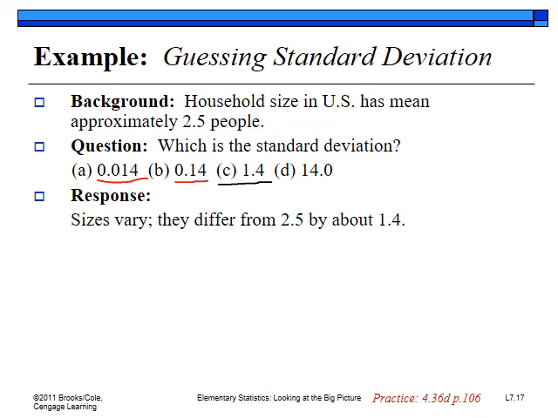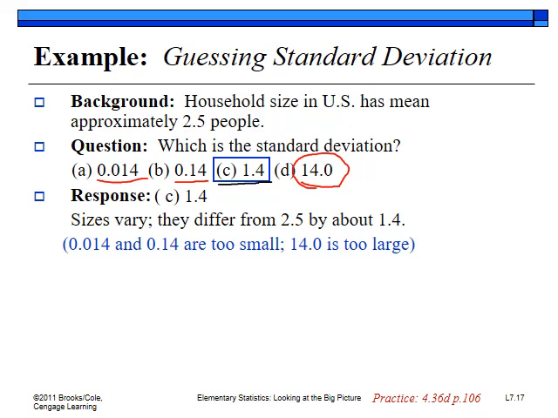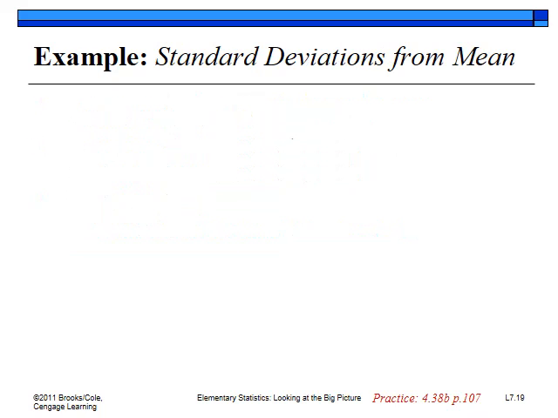We have the same problem with 0.14. It's too small. 14 is way too big. That would tell us that it wouldn't be unusual to have a household of size 2.5 plus 14, which would be 16.5 people. But it also means it wouldn't be unusual to have a household with size 2.5 minus 14, which is very, very negative. 1.4 is the only reasonable response.